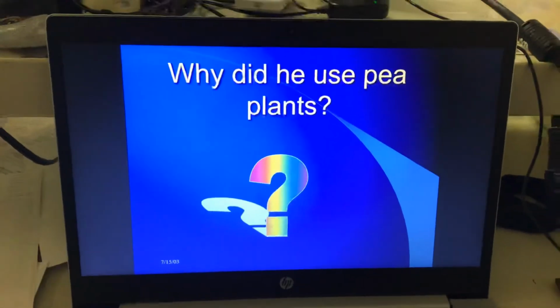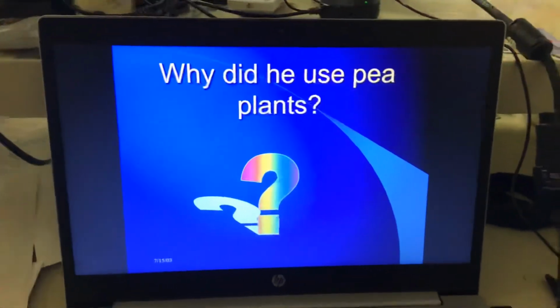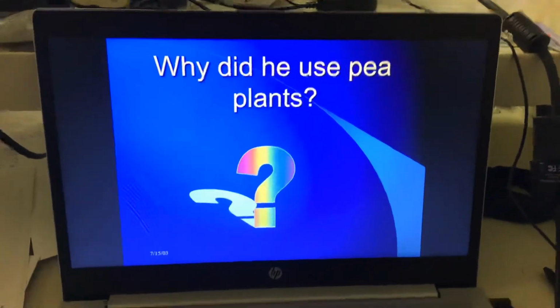If you do this with an elephant or with a tree of some sort, you're probably not going to get as good data.